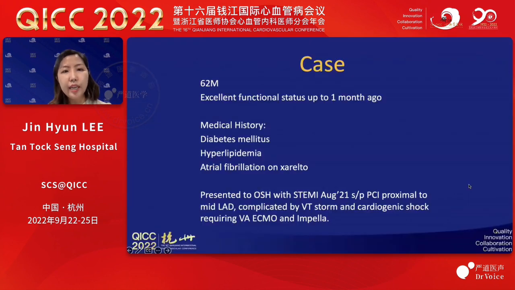So I'd like to end with a case. It's a 62-year-old gentleman who had excellent premorbid status up till 1 month ago, and he has underlying diabetes, hyperlipidemia, and AFib on rivaroxaban. He presented to an outside hospital for STEMI, where he had his LAD fixed, and that procedure was complicated by VT storm and cardiogenic shock requiring Impella.